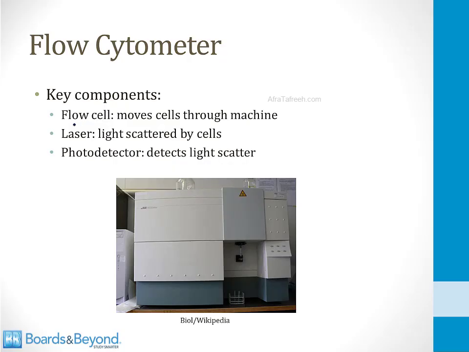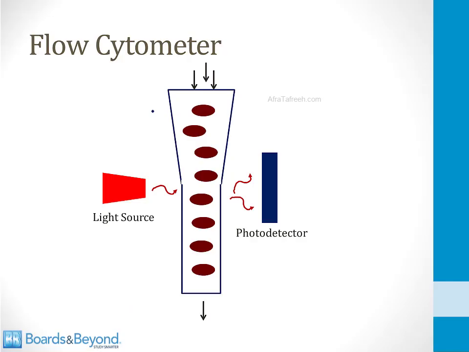The key components are a flow cell, which moves cells through the machine. There is a laser, which bombards the cells with light that will be scattered. And then there is a photodetector, which detects the light that is scattered by the cells. Here's a picture you can keep in your mind just to better appreciate this. We have cells flowing in a liquid stream. There is a light source which is bombarding the cells with light. The light is being reflected and the photodetector is picking up the light. And based on the characteristics of the reflected light, the photodetector will characterize the cells.